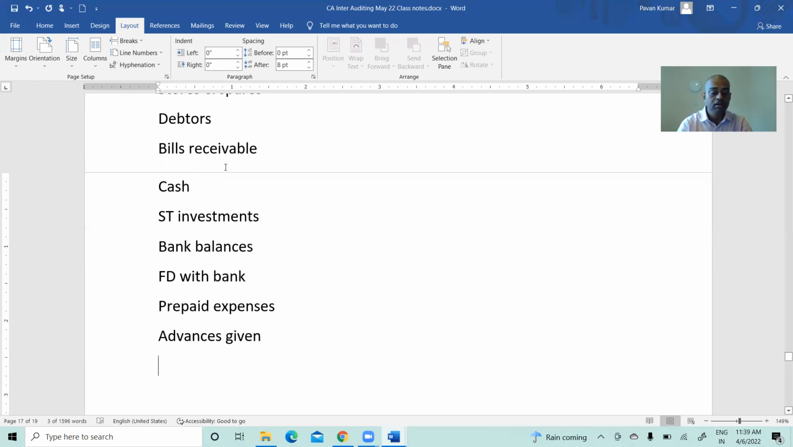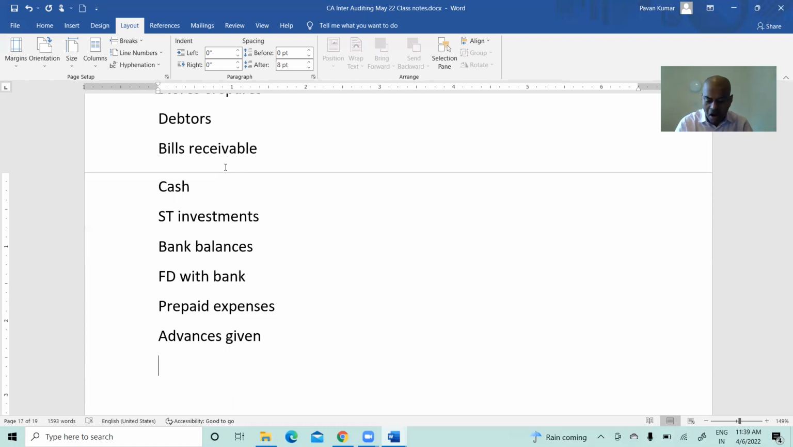After that, cash and cash equivalents. That we have written, of course. Cash we have written, bank balances we have written. This is about P&L. Then go to cash book. In cash book, how many can you write? How many payments, how many receipts?